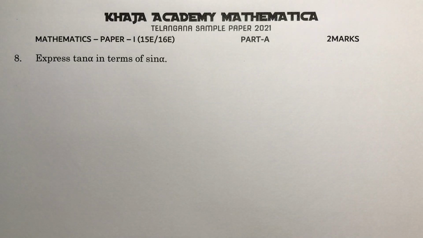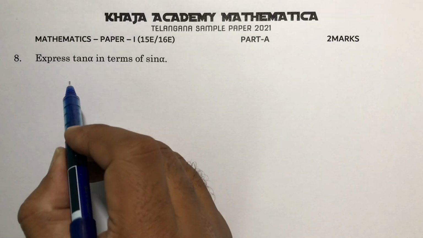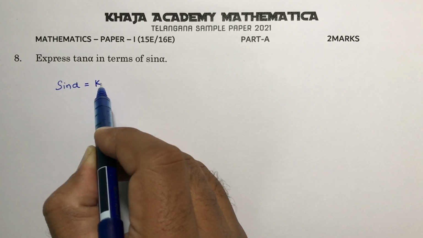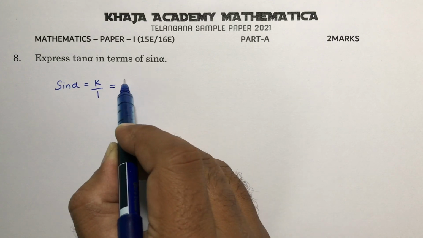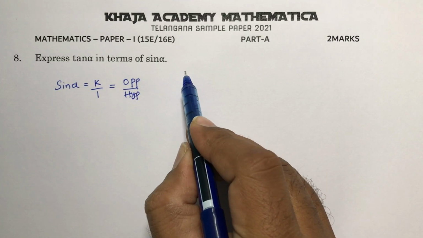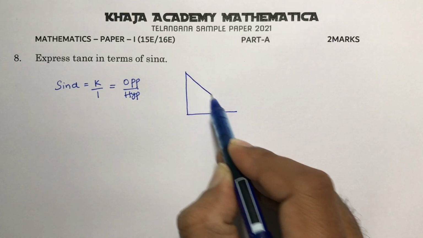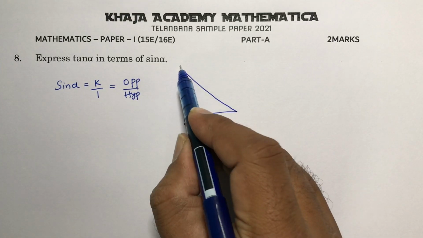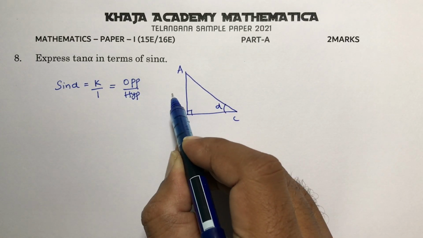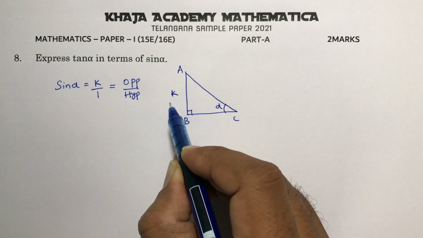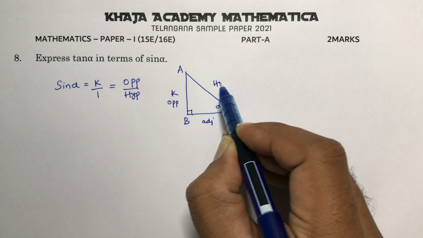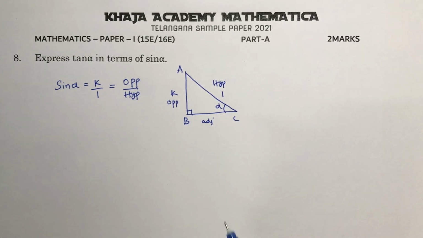Express tan alpha in terms of sin alpha. So we need to write in terms of sin alpha. So sin alpha, I'll consider it as k. I'll write k by 1. Sin theta is opposite by hypotenuse. So if I take a right angle triangle, right angle at B, with vertices A, B, C, and I take this angle as alpha, this will be opposite, that is k, and this will be adjacent, and this is hypotenuse. So hypotenuse is 1.